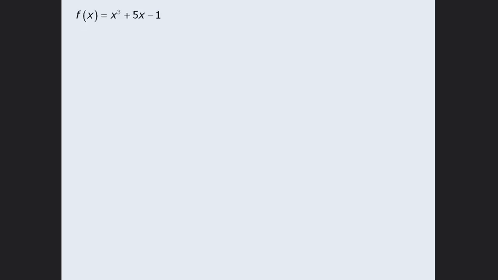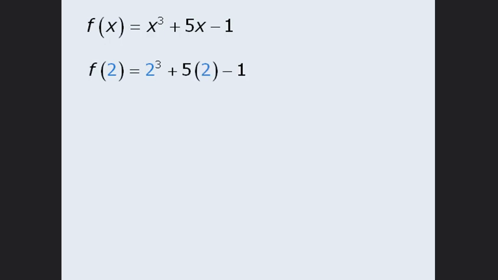So if we are told that f of x is equal to x cubed plus 5x minus 1, then we can evaluate f of 2 by plugging 2 into the right-hand side. When we simplify this, we get 17. So our function f evaluates to be 17 when x equals 2. In other words, f of 2 equals 17.